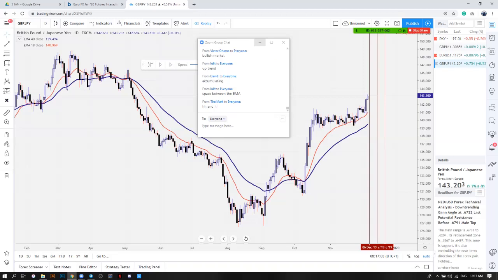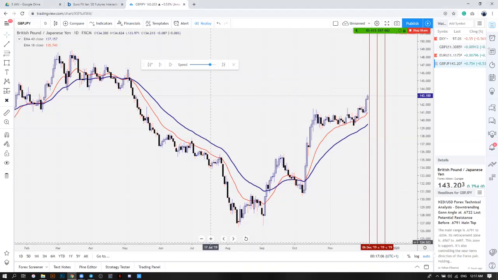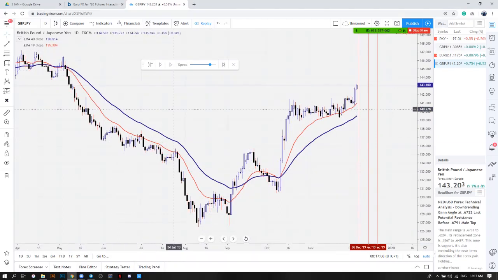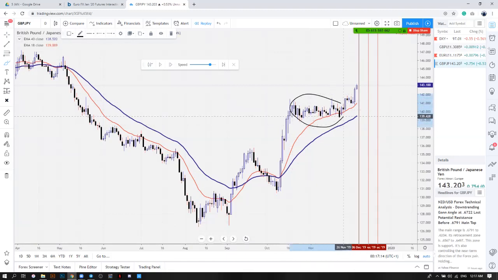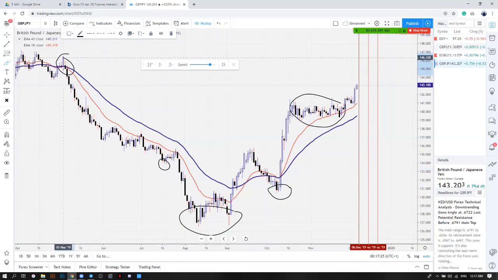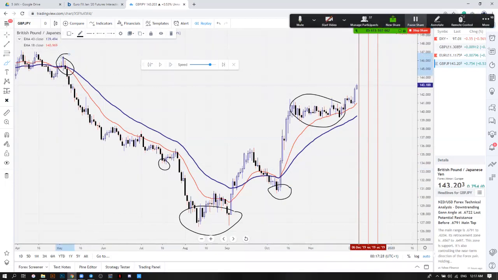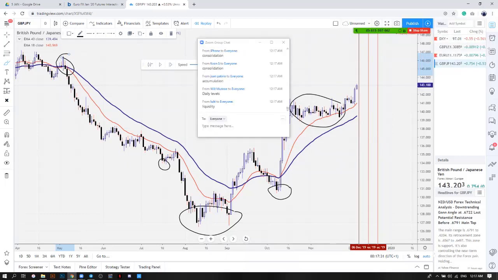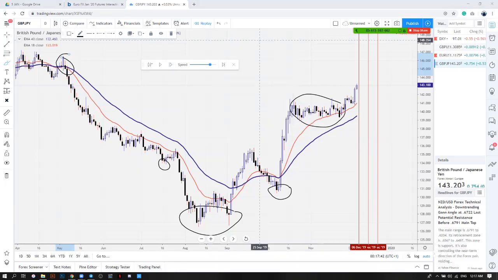Space between the EMAs, highs and lows. Okay, let me phrase it this way. This is a daily time frame, okay? So what happened around here? What went on around here? What are you seeing? What is the market doing? Daily levels. Perfect. Equal highs, equal lows. Okay? So now, do you expect the market to go up or down for the week?